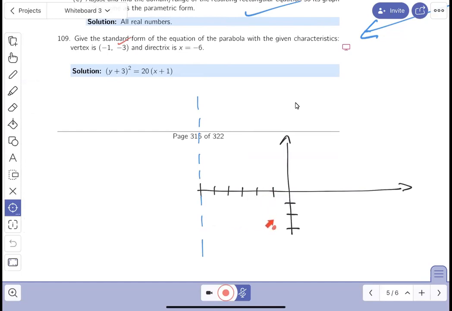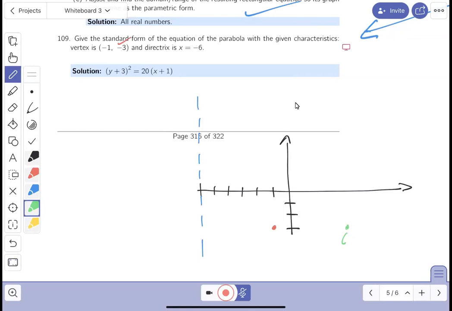Well, this is that -1, and this is that -6. So the distance is 5. So that means the focus is 5 units in. I'm going to put the focus down now. If you're 5 units in, I kind of ballpark it, but I would like to write that down for you.